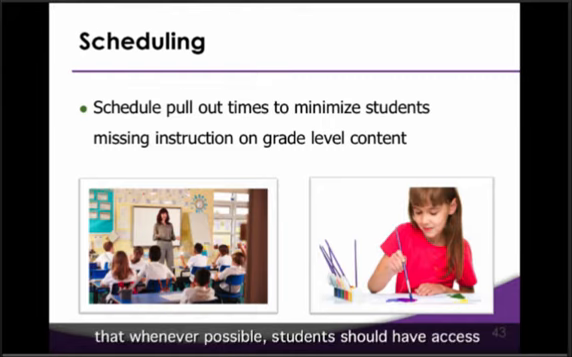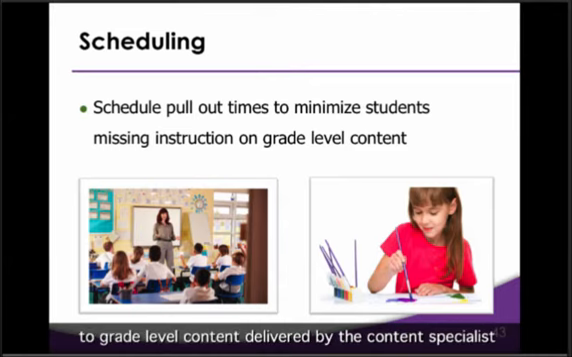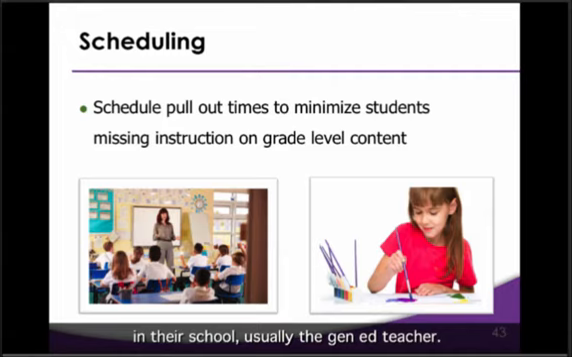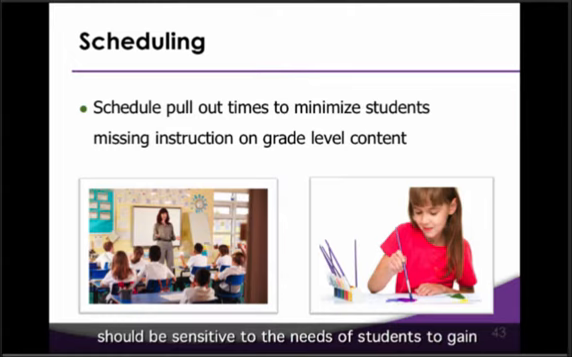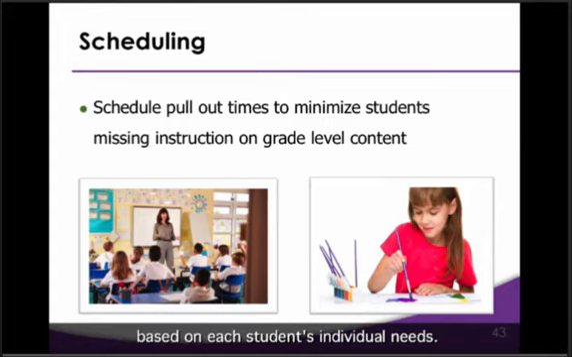It is important to note that whenever possible, students should have access to grade-level content delivered by the content specialist in their school, usually the gen ed teacher. Pull-out times for special education should be sensitive to the needs of students to gain that content and not miss out on crucial instruction with their grade-level peers. Removal from the general education setting is an IEP team decision based on each student's individual needs. Teams should consider present needs, but also content areas missed in previous years and the impact of continued pull-out in the future.